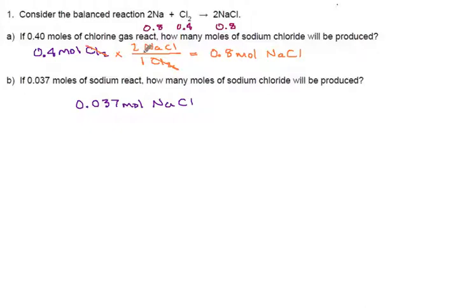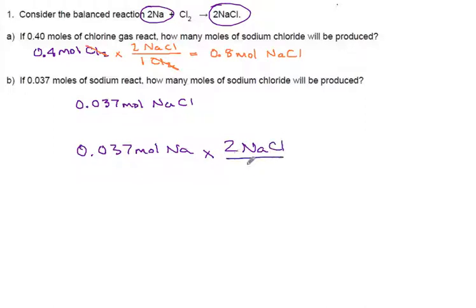If you do it by dimensional analysis like I did up here, it would look like 0.037 moles of sodium, that's our given, and then the reaction gives us that we have 2 NaCl for every 2 sodium. So you can say we get 2 NaCl's for every 2 sodiums. Sodium cancels. Mathematically, this means you do 0.037 times 2 divided by 2, and not surprisingly, that gives you 0.037 moles of NaCl.